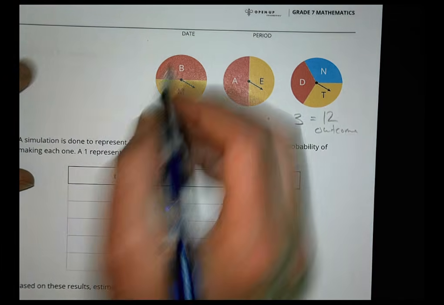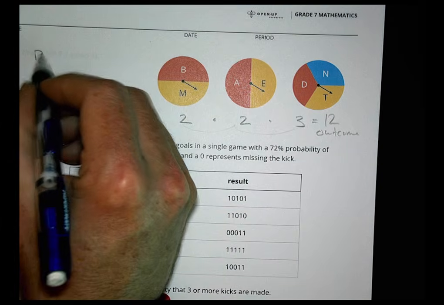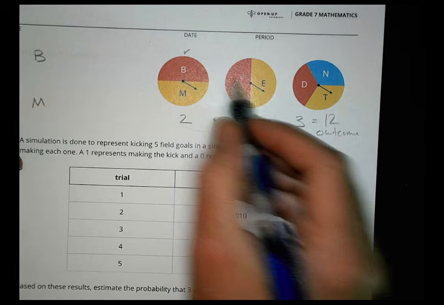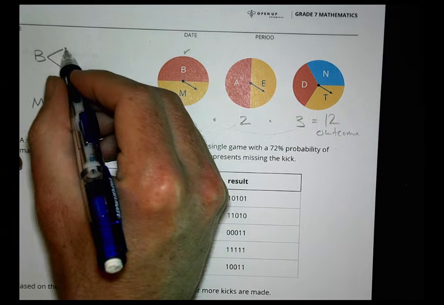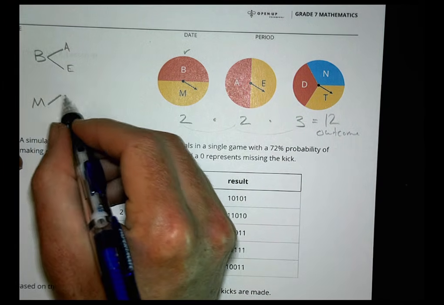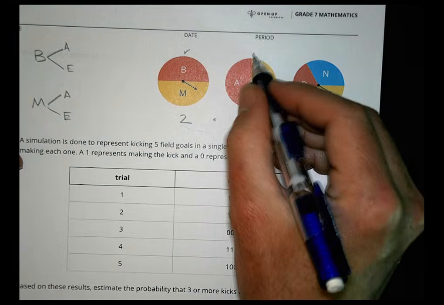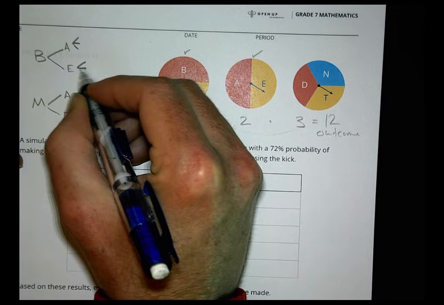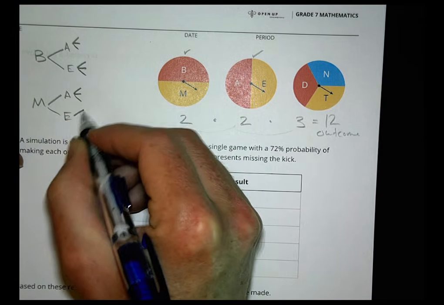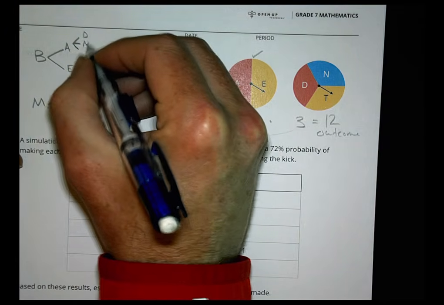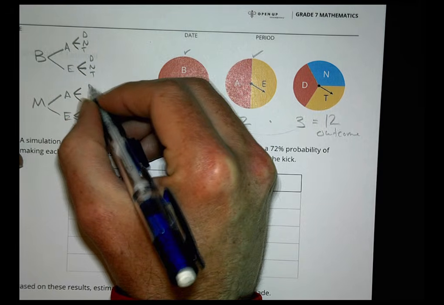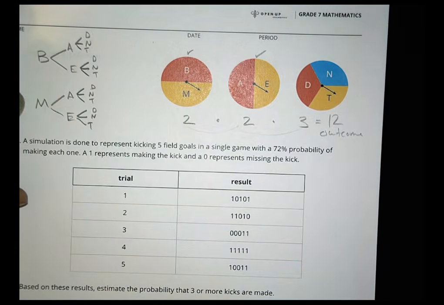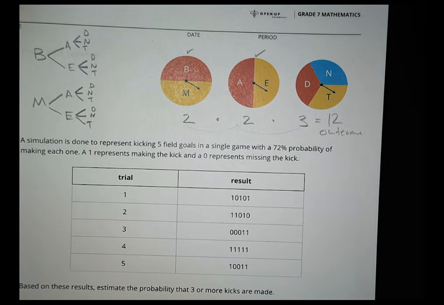Can I write this down? Sure. Let's make a big tree. Let's go with B, and let's go with M for the first one. After you spin a B or an M, you can get an A or an E. So we can do an A and an E, and we can get an A and an E. And then from there we get D, N, T. So D, N, T, D, N, T, D, N, T, D, N, T. And we can add those in there just like so. And those are my tree diagram and all the sample space that would be available.